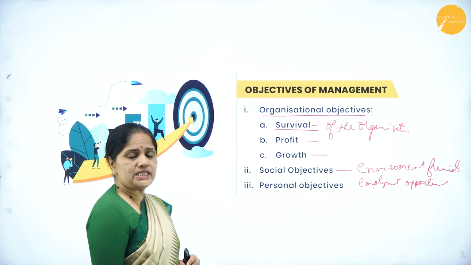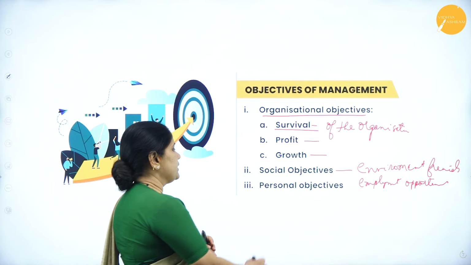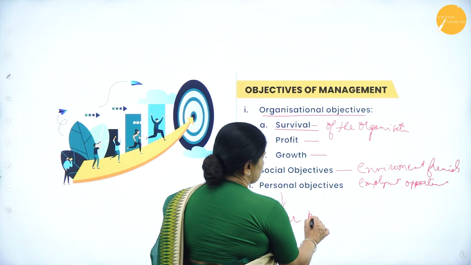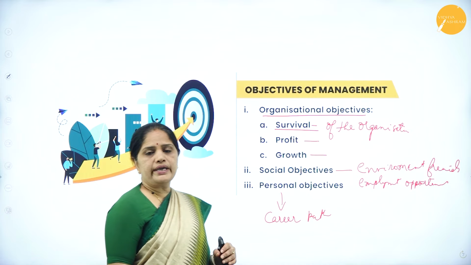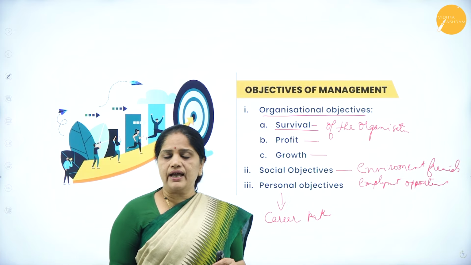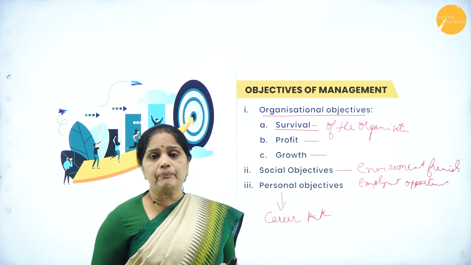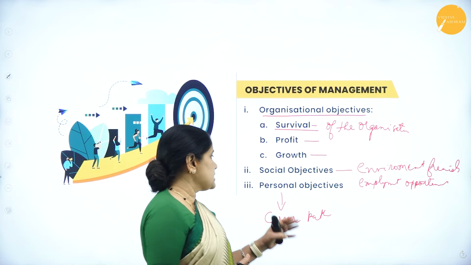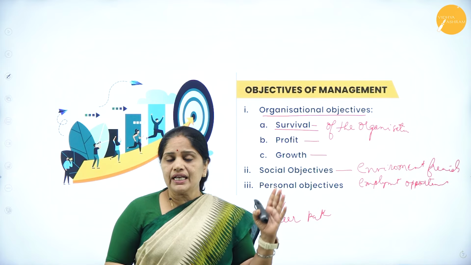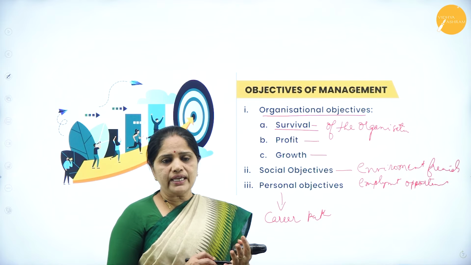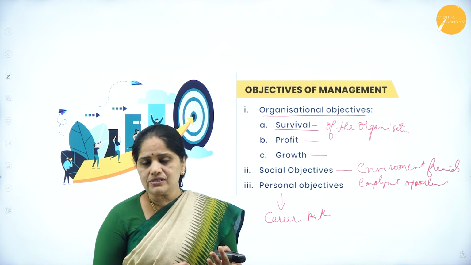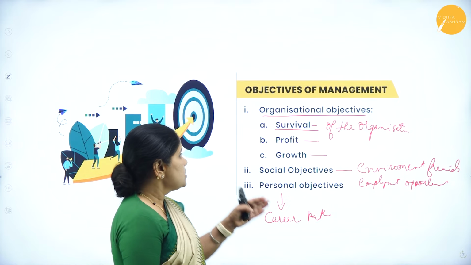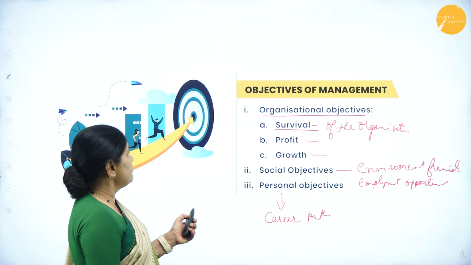And lastly, the personal objectives. Personal objectives means there should be a career path for the employees. It should see that the employees realize whatever objectives they have, it creates a career path for them, and it also gives them the salary on time. So all these are the personal objectives. The management should see that the employee achieves his personal objectives and also has a career for himself in the organization. So these are the various objectives of management.